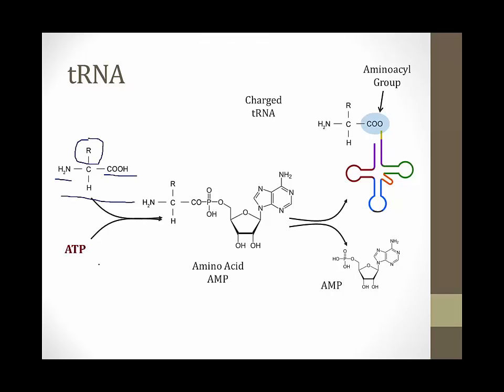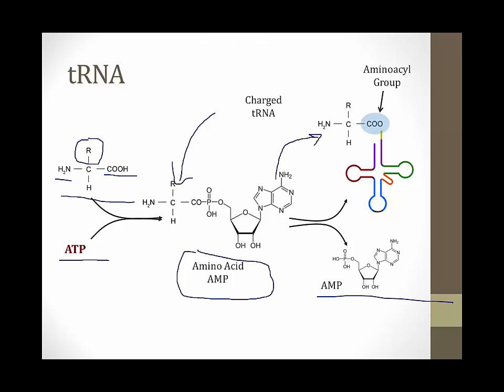As I mentioned on the last slide, this process requires ATP, and the first step is actually to add the amino acid to the ATP molecule. Two of the phosphates are lost and the amino acid is linked up to AMP. This forms an intermediate called an amino acid adenosine monophosphate. Next, the AMP molecule is split off and the amino acid is added to the end of the tRNA molecule, and this forms an aminoacyl group. Hence, the enzyme that catalyzes this process is called aminoacyl-tRNA synthetase.